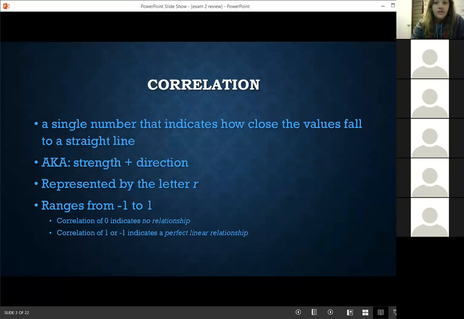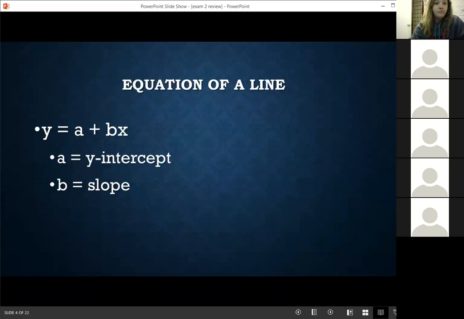Basically, all a correlation shows you is how closely together our data is. Are they representing each other? Is that something we can use later on to show there's a relationship here? We represent it with the letter R. Some common rules: if our correlation is 0, that indicates no relationship, while if it is 1 or -1, we have a perfect linear relationship. If it's 1, it's a perfect positive linear relationship, and if it's -1, it's a perfect negative linear relationship.